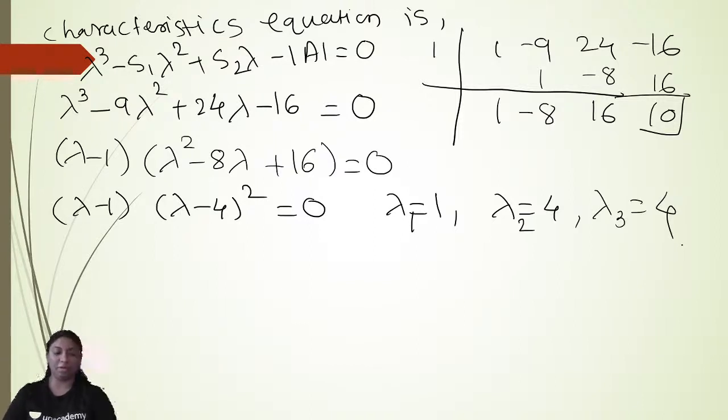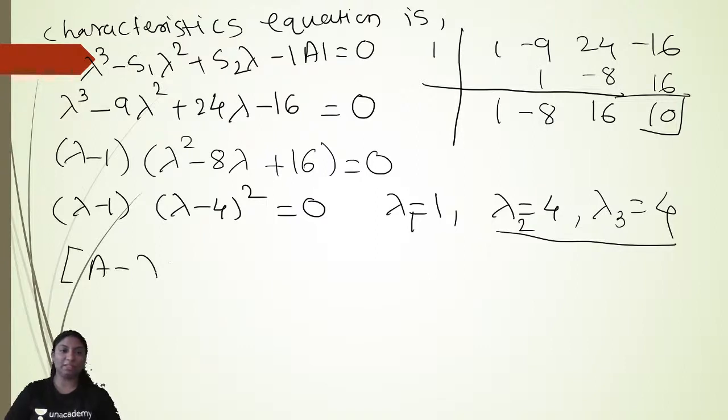Now 4 is the repeated root. So lambda 3 is equal to 4. Now 1, 4, 4 are the eigenvalues; the matrix is symmetric and the eigenvalues are repeated. So how can we calculate when the matrix is symmetric and eigenvalues are repeated? For the non-repeated eigenvalue we can calculate the same way. So consider (A minus lambda I) x is equal to 0.